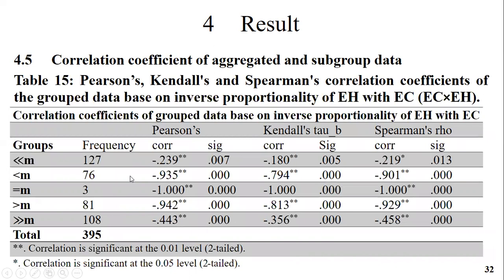Here the data were grouped into 5, but based on inverse proportionality. Look at it: all 3 association analyses yielded negative coefficients, with the maximum being -1 in all cases. And for the most part, the correlation coefficient was at least greater than the aggregated, except for -0.180 here, and then -0.219.